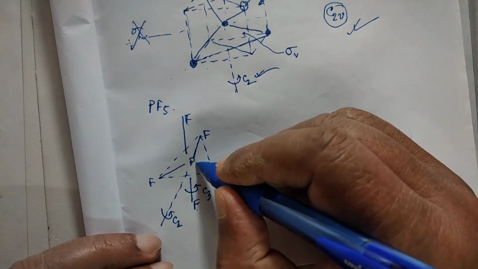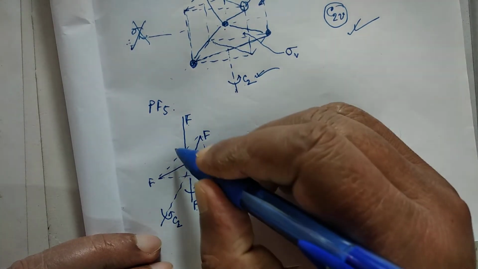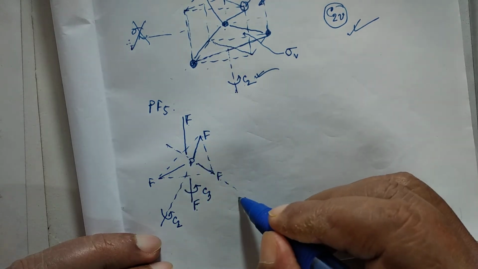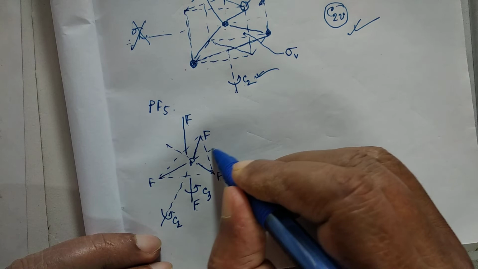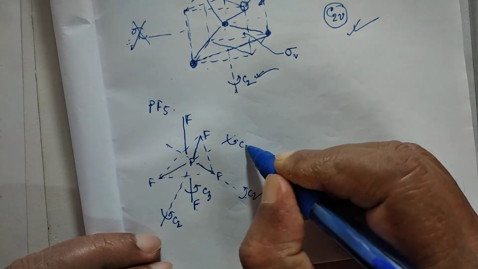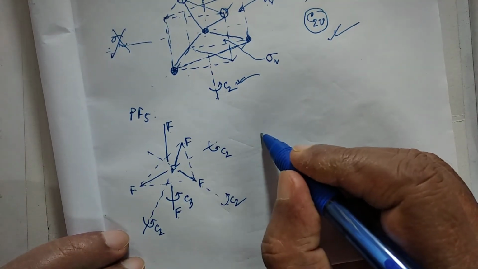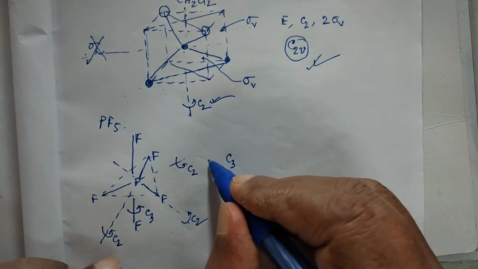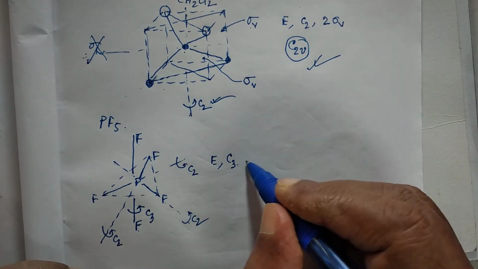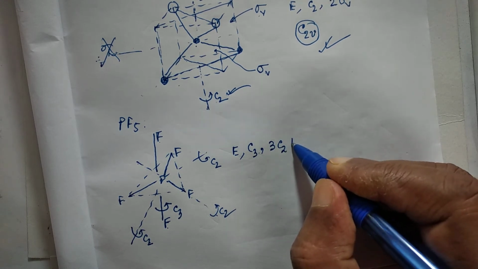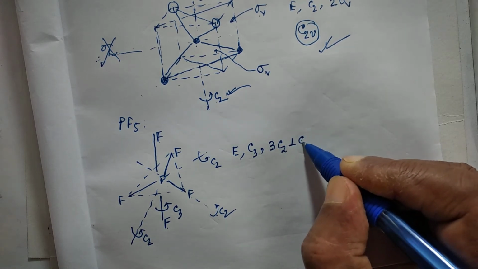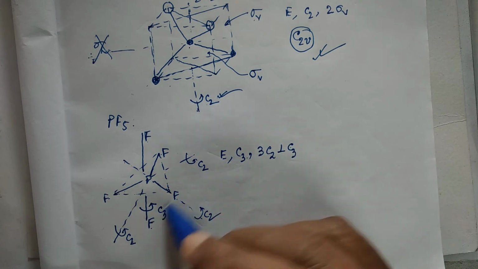Similarly, there are 2 more C2 axes, this one and this one. There are 3 C2 axes. So there is one identity, then C3 axis, then 3 C2 axes perpendicular to C3. So it is of D type.